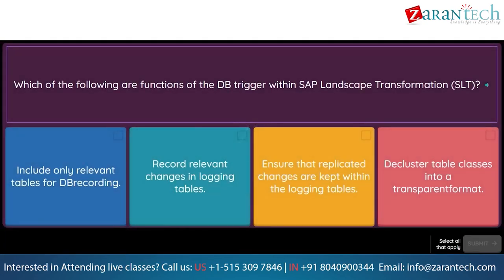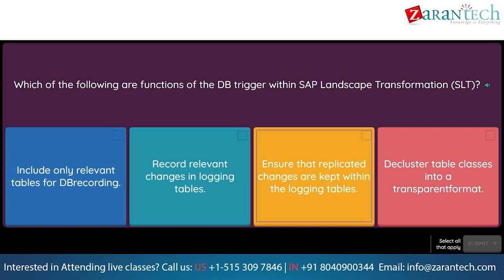Question, which of the following are functions of the DB trigger within SAP Landscape Transformation, SLT? Option 1, include only relevant tables for DB recording. Option 2, record relevant changes in logging tables. Option 3, ensure that replicated changes are kept within the logging tables. Option 4, decluster table classes into a transparent format.